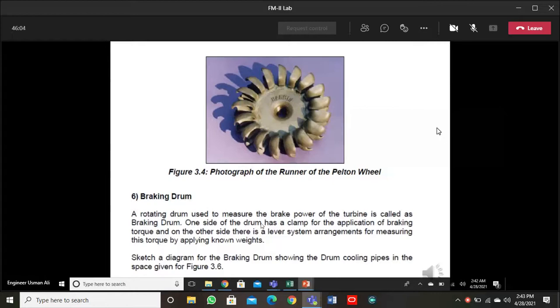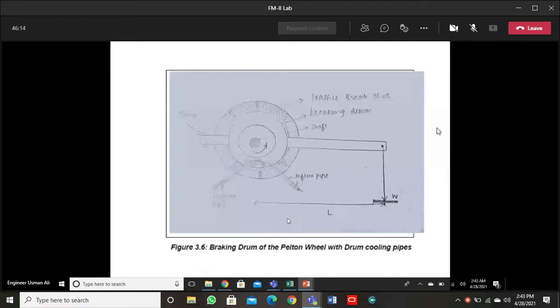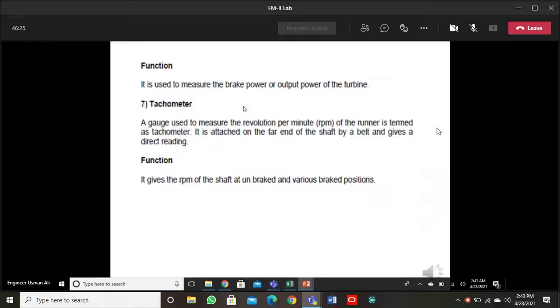For a photograph of the runner of the turbo turbine, you can see the buckets are monolithically cast with the runner. The jet enters from one side and leaves from the other side. Another difference: the construction of the turbo turbine is similar to the Pelton wheel, except that the jet does not divide.